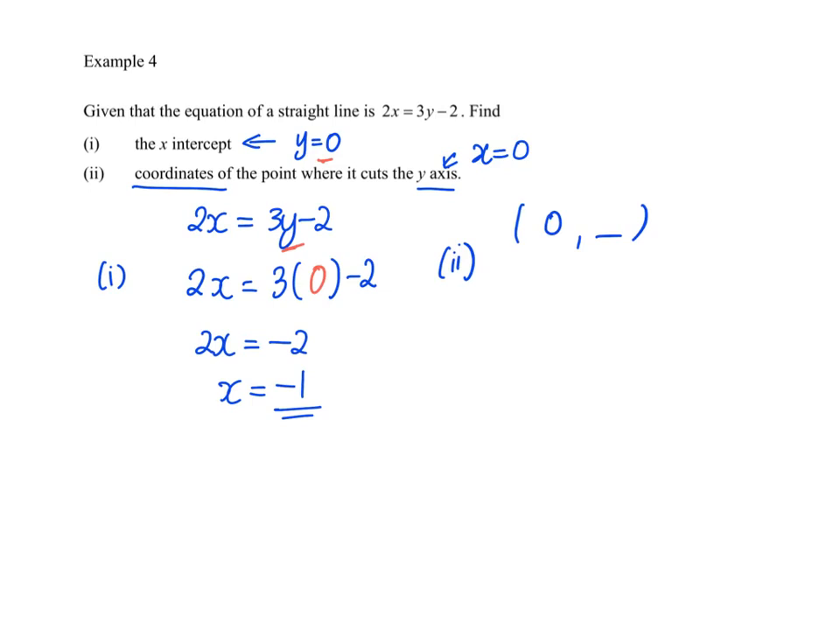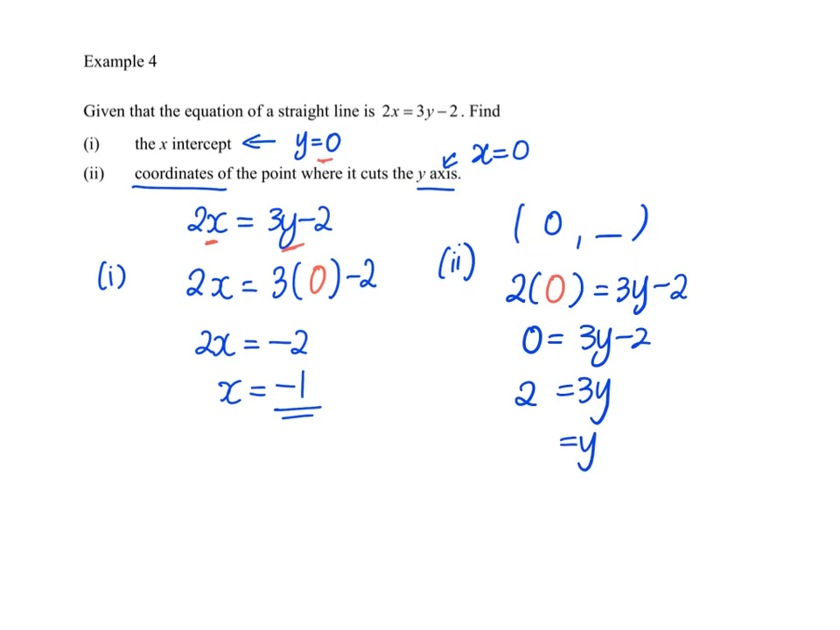So when x equals 0, 2 times something equals 3y minus 2. The x now is the number 0. So 2 times 0 is 0, right? 0 equals 3y minus 2. 3y equals 0 plus 2. y equals 2 over 3. So now I know the coordinates. The coordinates will be x is 0, y is 2/3.